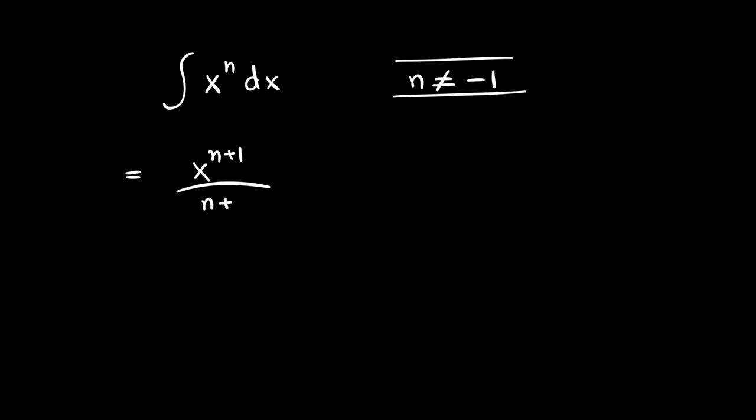So whenever we do the integration, the rule is applicable for all powers except minus 1. The rule is pretty simple: increase the power by 1, divide by the new power plus a constant of integration c. That is what we have learned in this video.